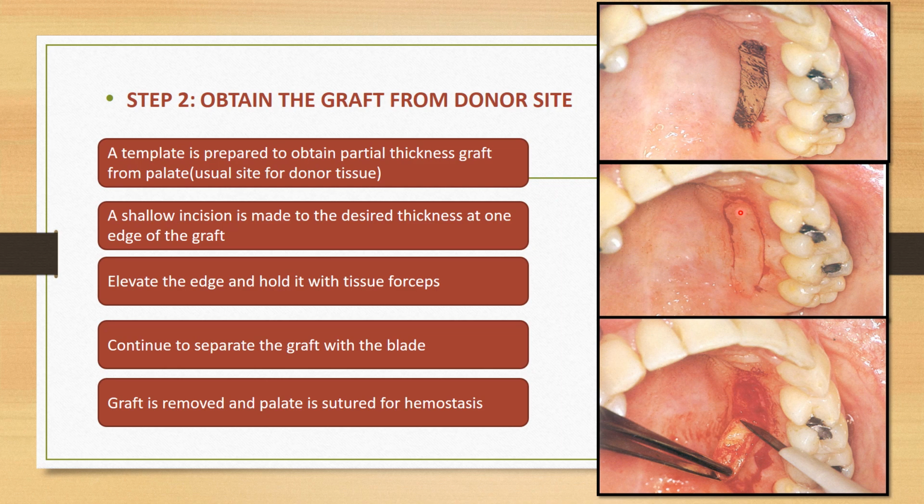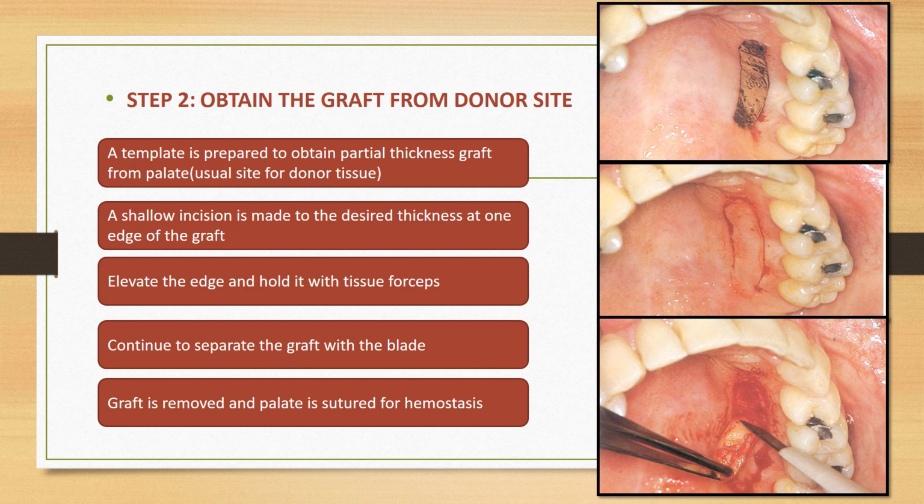A shallow incision has been made to the desired thickness at one edge of the graft. Elevate the edge and hold it with forceps. Again elevate it and hold it with forceps. You can see that. Then continue to separate the graft with the blade to the other areas, and the graft will be removed and the palate is sutured.